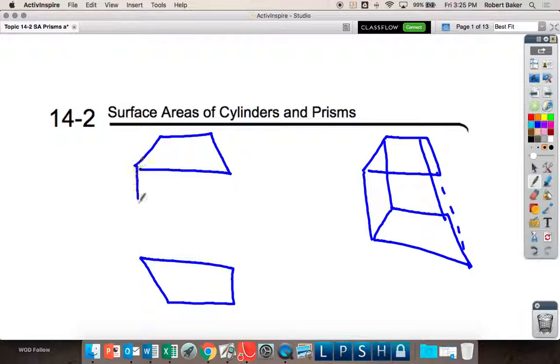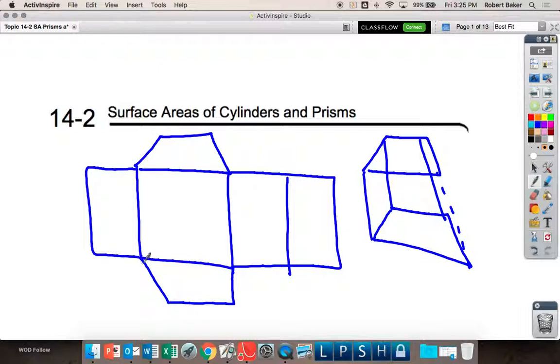So let me unfold this trapezoidal prism for you. Are you there? Are you there? Are you there? Hello. Okay, thank you. Bye.